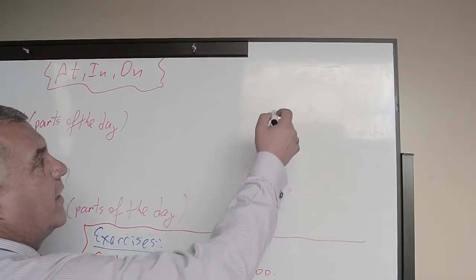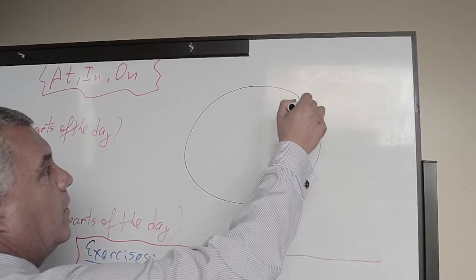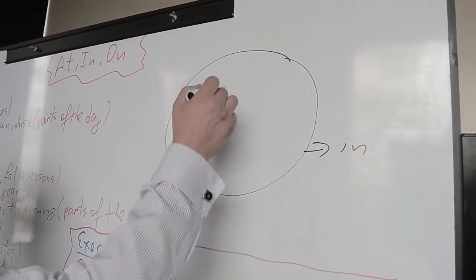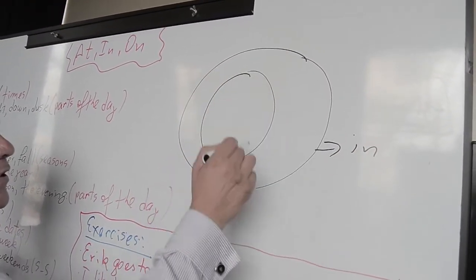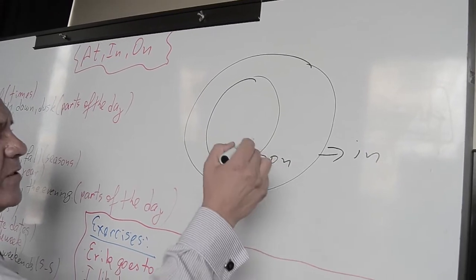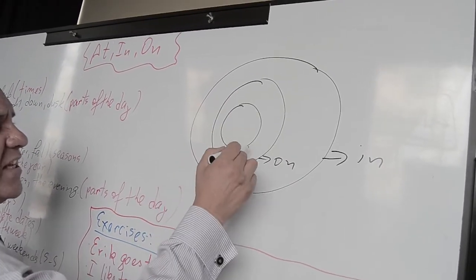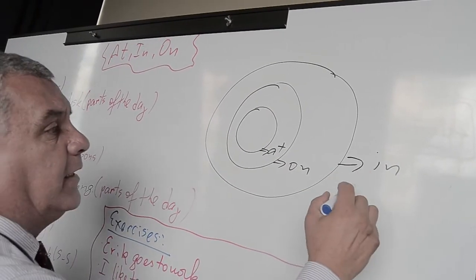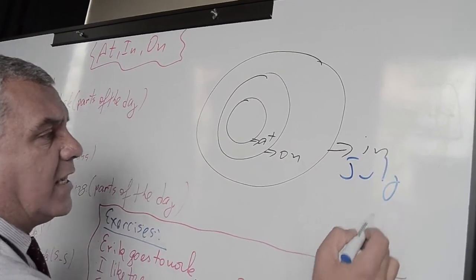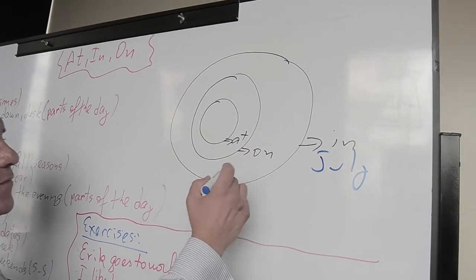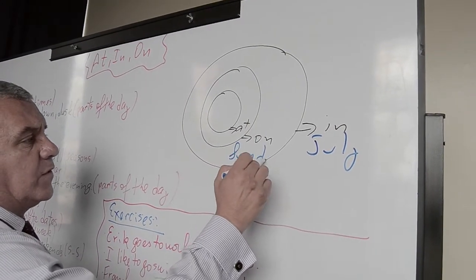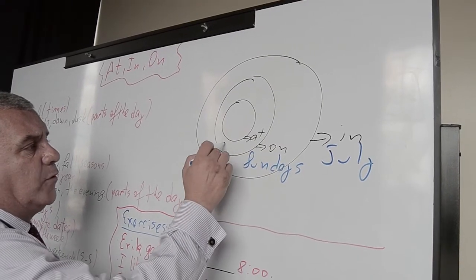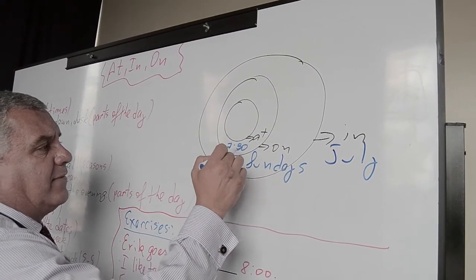Now, don't forget, for months we use in. More specific, for days of the week we use on. And more specific, for times we use at. For example, in July. More specific, days of the week, for example, on Sundays. And more specific, for times, for example, at 7:30.